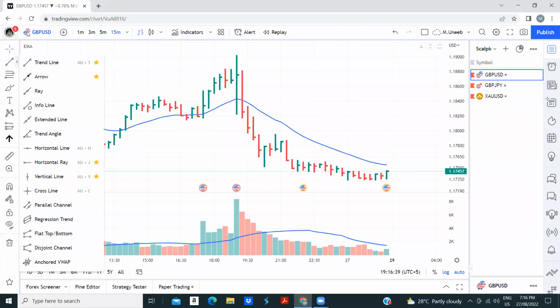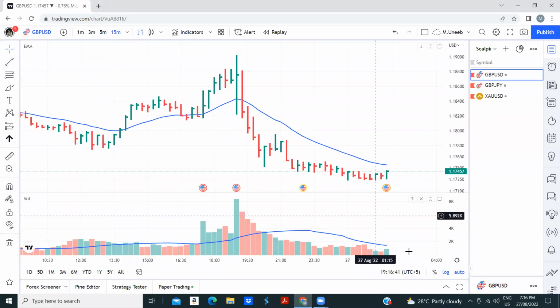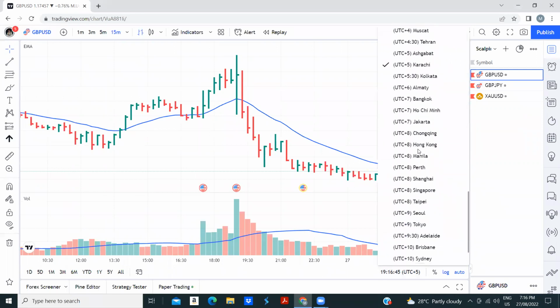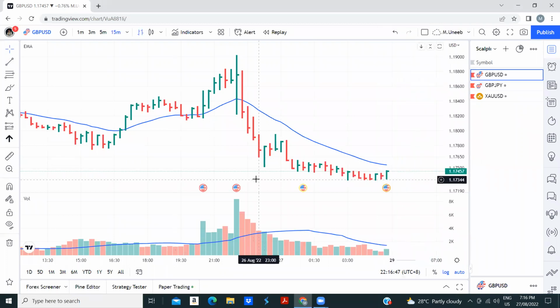Okay, so let's start with GU. On the 15-minute time frame, let's convert to your time frame now, which is UTC plus 8, right? So this one here, UTC plus 8.